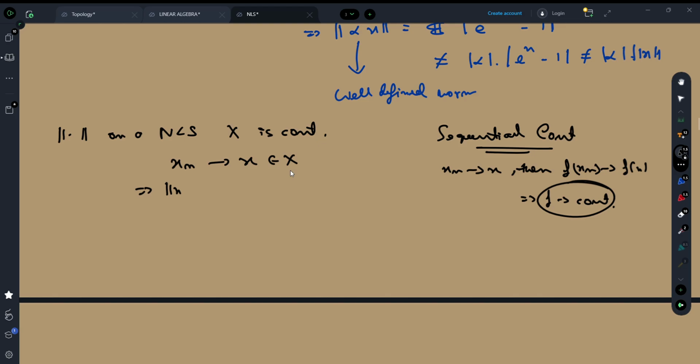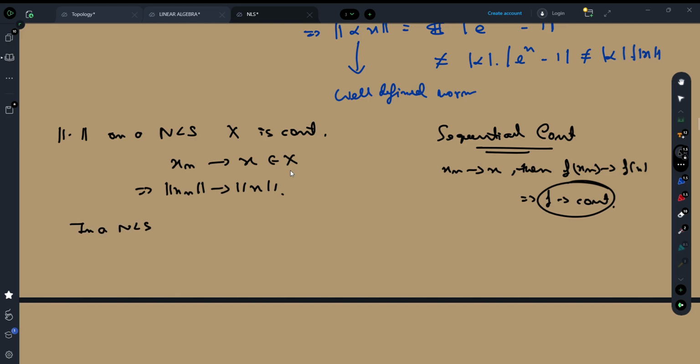Then we will show that the norm of xn will converge to norm of x, and we are done. Right? How do we do this? What do we have by definition of convergence in the case of a normed linear space? Let me briefly explain that.